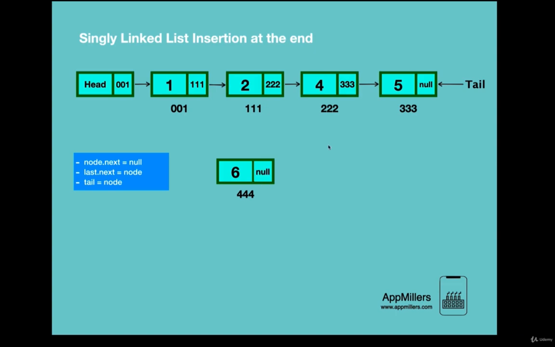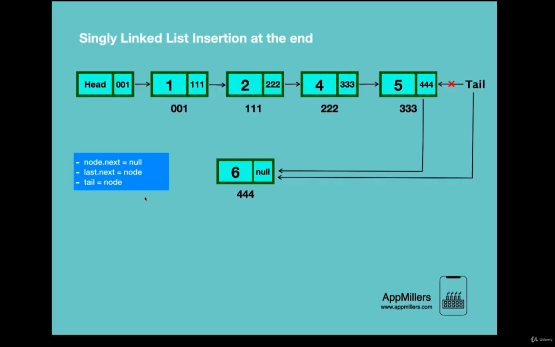Then the next step is we need to set the last node's next reference to this node. So we need to update the last node's next reference to this node's physical location. And this will create a link between the last node and this newly created node. Then we need to create a reference between tail and this newly created node. So we need to update tail with this newly created node. So this will create a link between tail and the newly created node. And by creating a link between this node and tail, we are deleting the link between tail and the last node that we had before. And this is how this part of the algorithm works in the real life example.